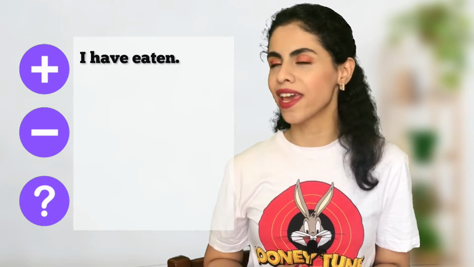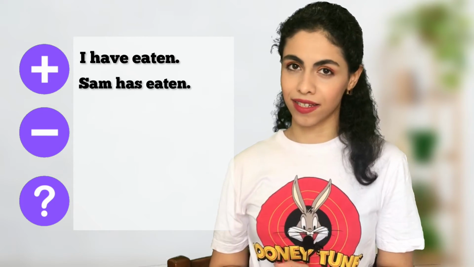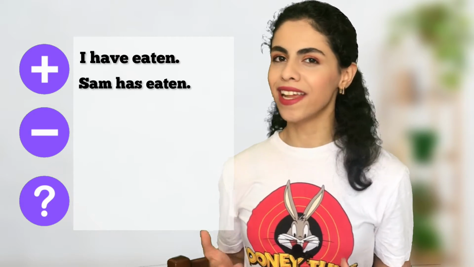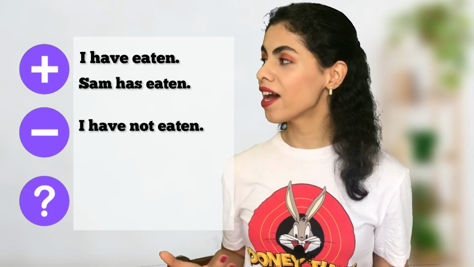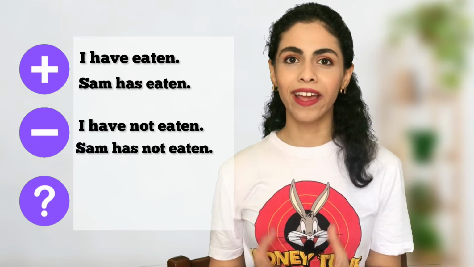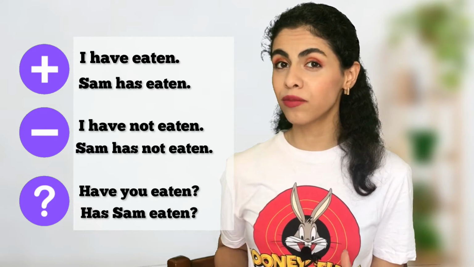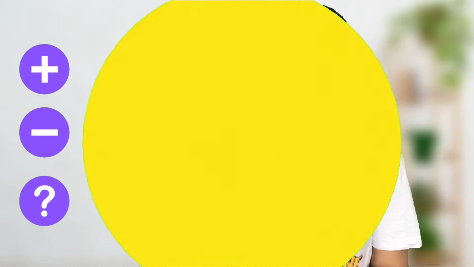Can you tell me how we use it in sentences? We have three different types of sentences. Affirmative, when you want to talk about a positive sentence, you can say I have eaten or Sam has eaten. When you want to talk about a negative sentence, you can say I have not eaten, Sam has not eaten. And when you want to make a question, you can say have you eaten or has Sam eaten?